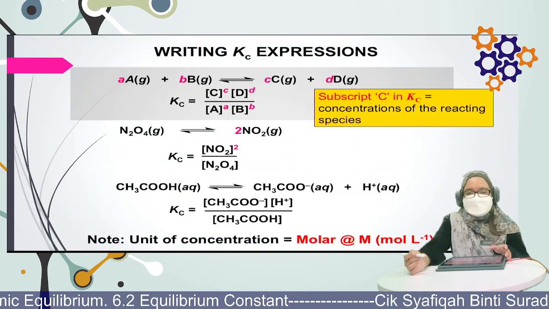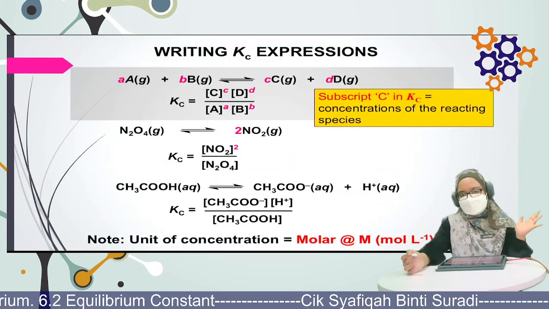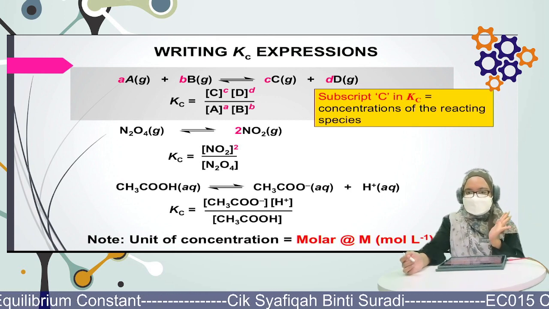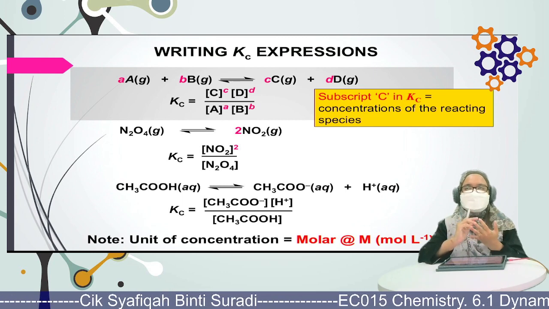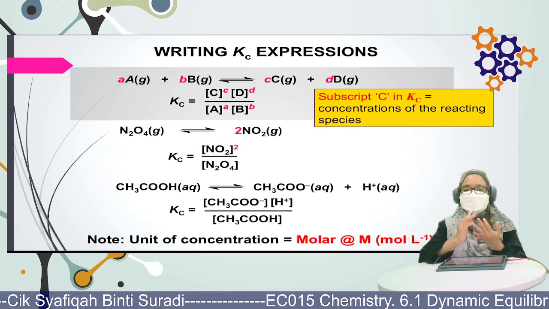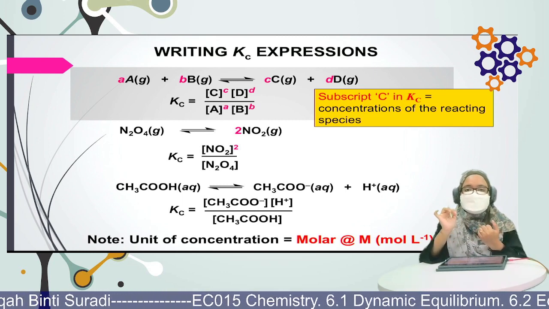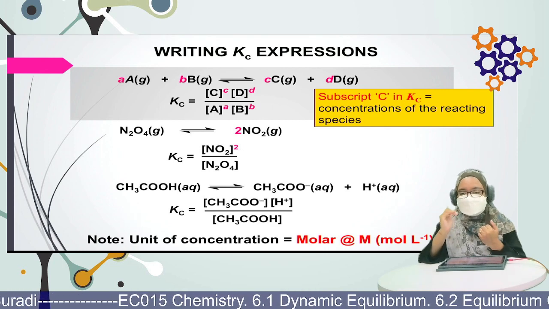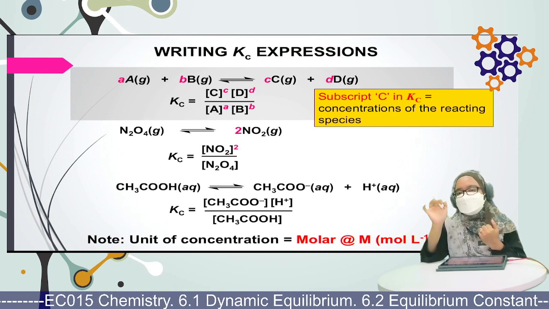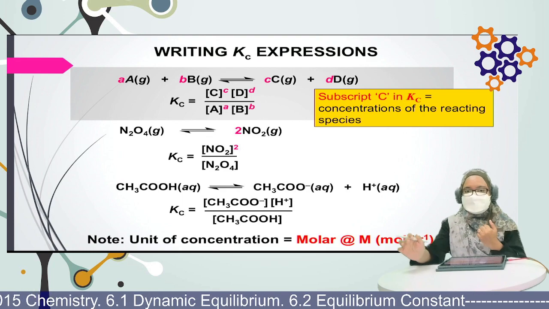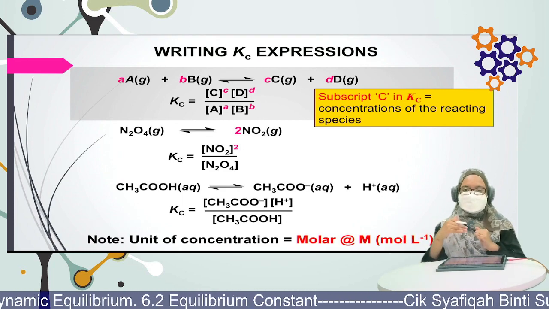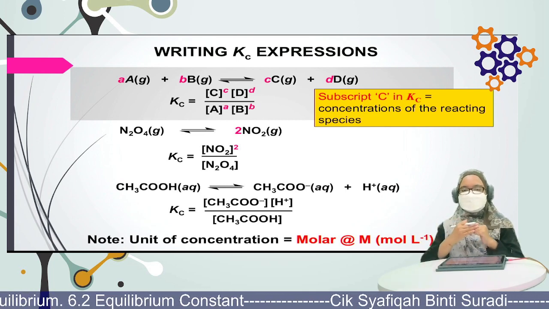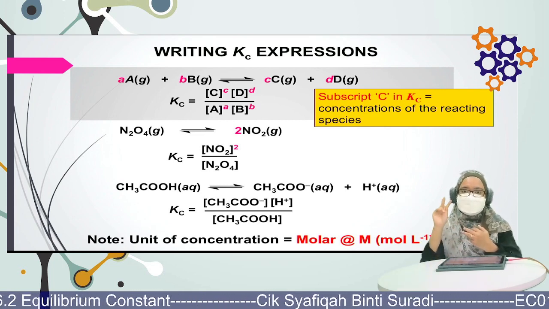So, okay, in 6.1, kita belajar pasal equilibrium constant. The general way untuk kita write equilibrium constant, where K is equals to concentration of product over concentration of reactant to the power of dia punya coefficient dia lah. Tapi untuk 6.2 ni, kita nak belajar lebih deep lagi, iaitu dalam equilibrium constant ada two types.